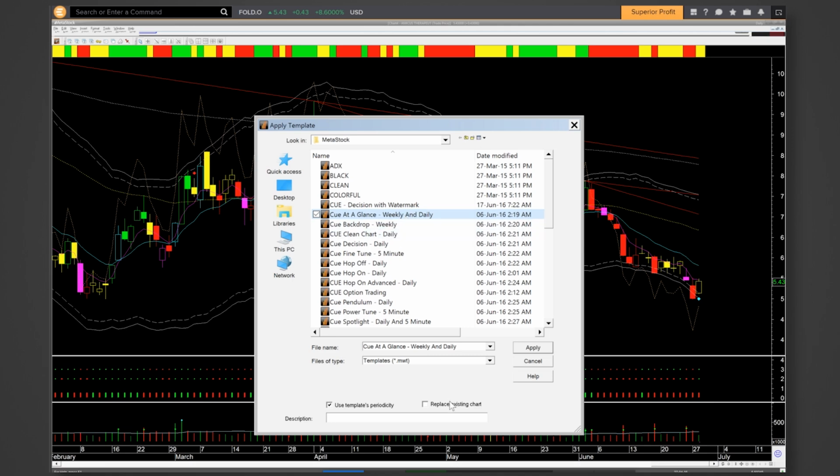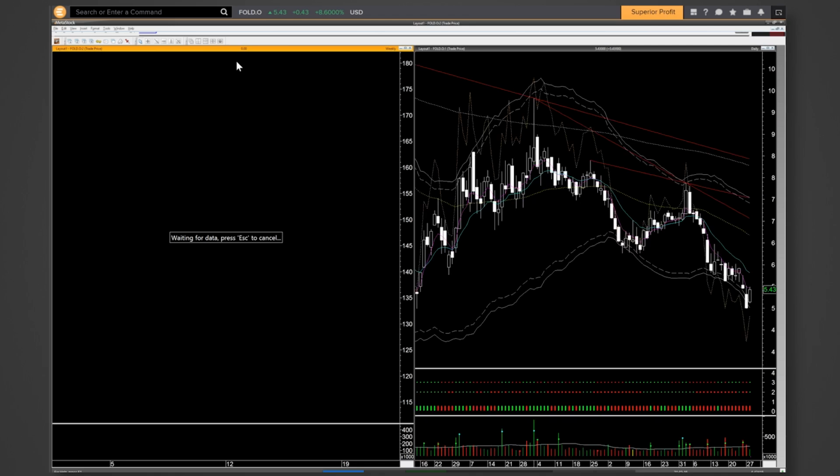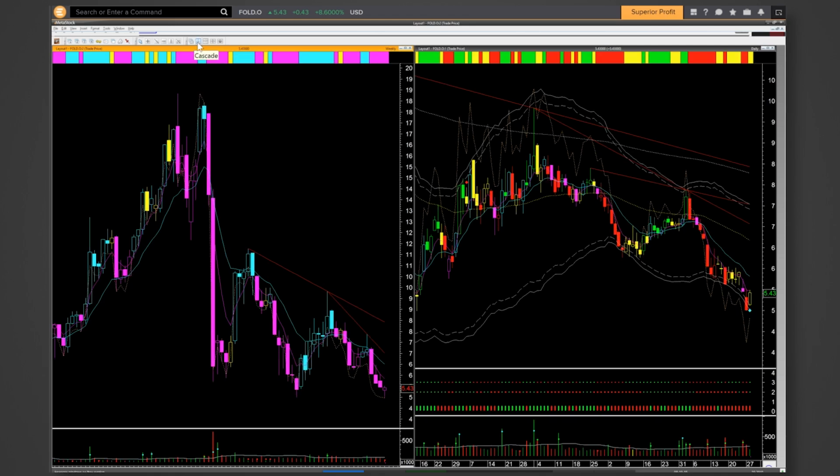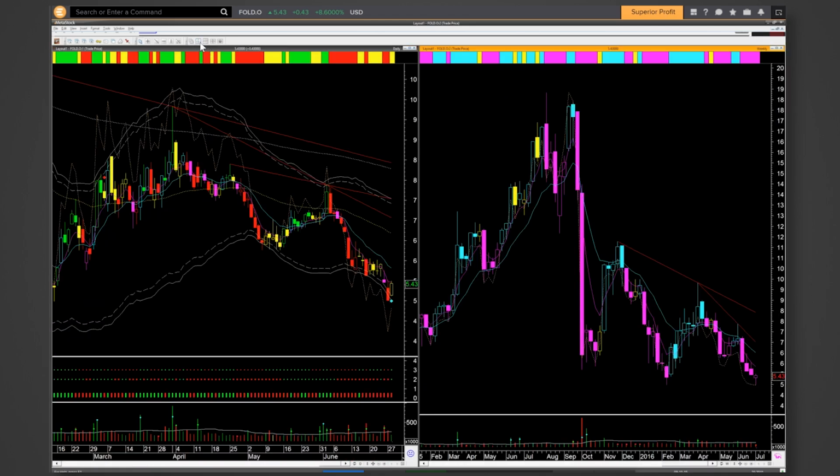How do we do it? Actually we have created a template at a glance where we have combined weekly and daily, and when we run Sonar, when we run Explorer, we have a stock in that list. We simply open it using this template, weekly, daily. That speeds up our trading decision, and the chart looks like this.